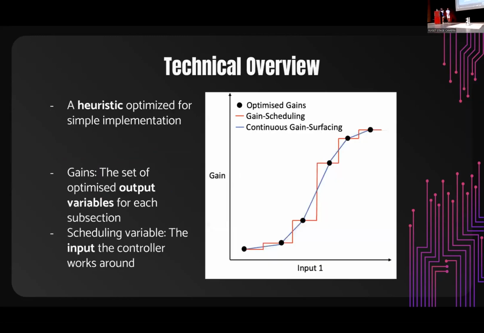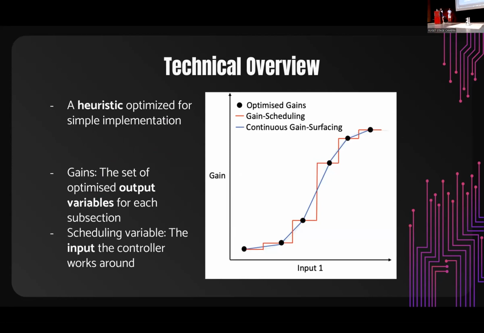So let's go into a technical overview of what game scheduling is. On the right, you can see we have a diagram of two different types of architectures. First, you have game scheduling, that's what people normally use. It's kind of like a step staircase. And the second one is continuous game scheduling, which is going to use mathematical models to get that continuous movement.